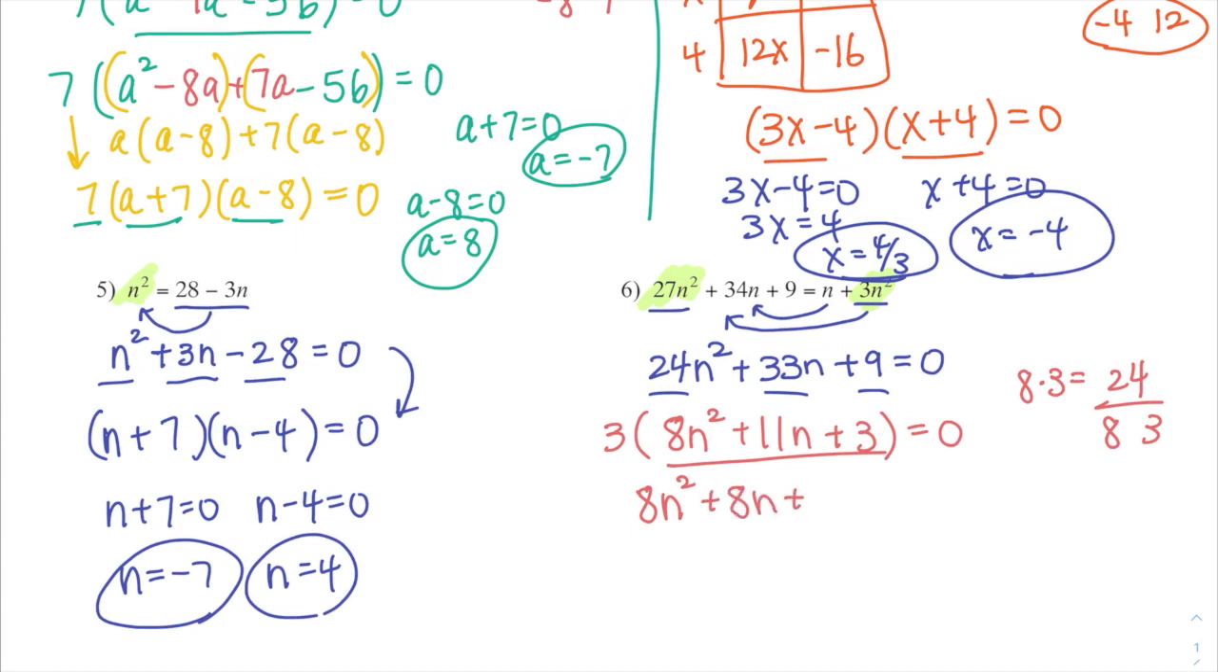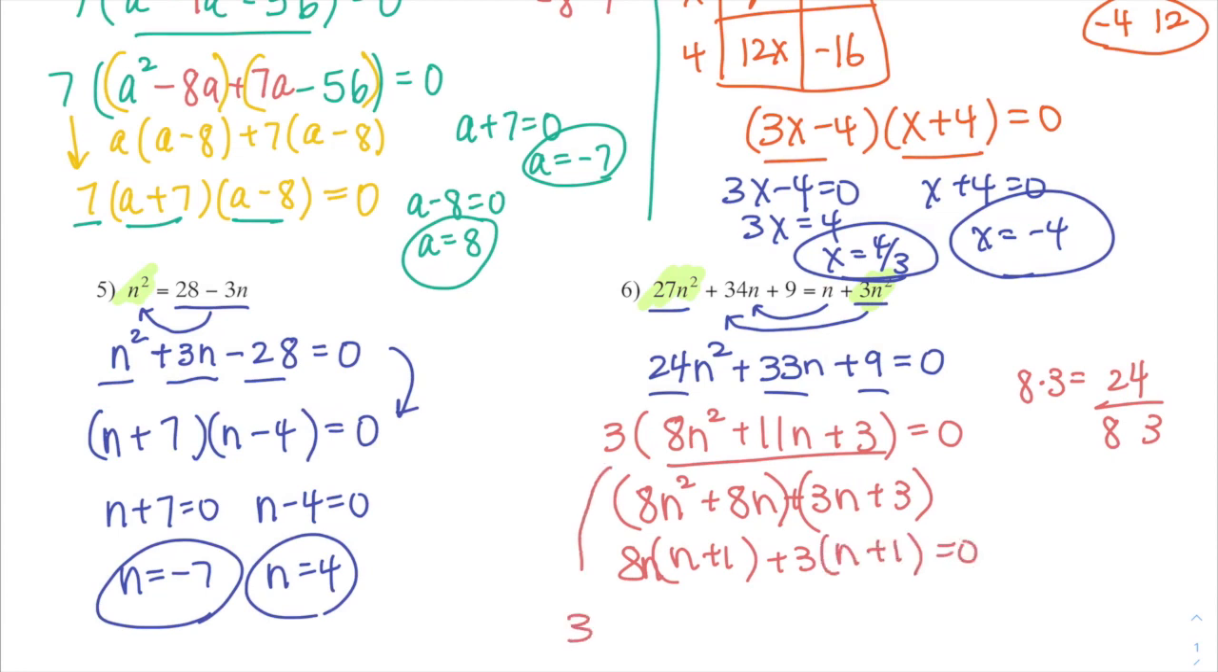So I'm going to do grouping here. So we have the 3 from outside, 8n plus 3, and n plus 1. Then set our factors equal to 0. And solve.